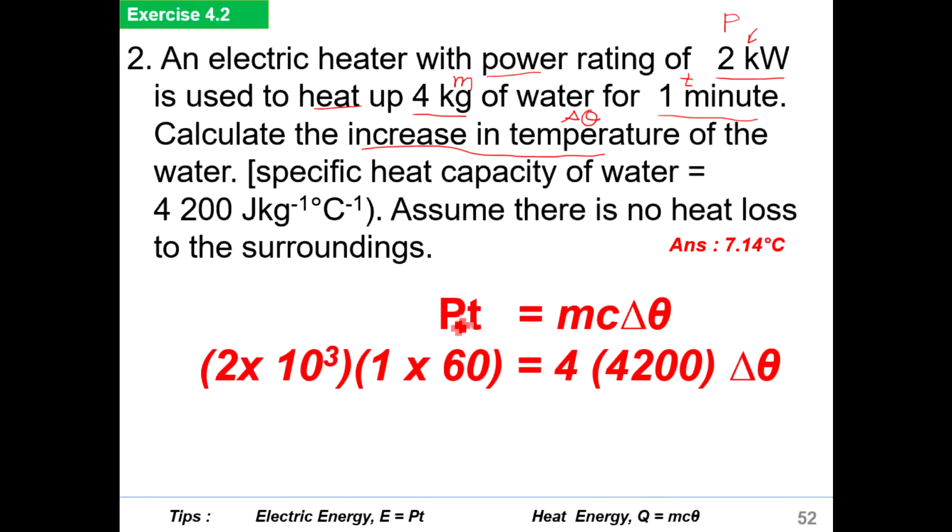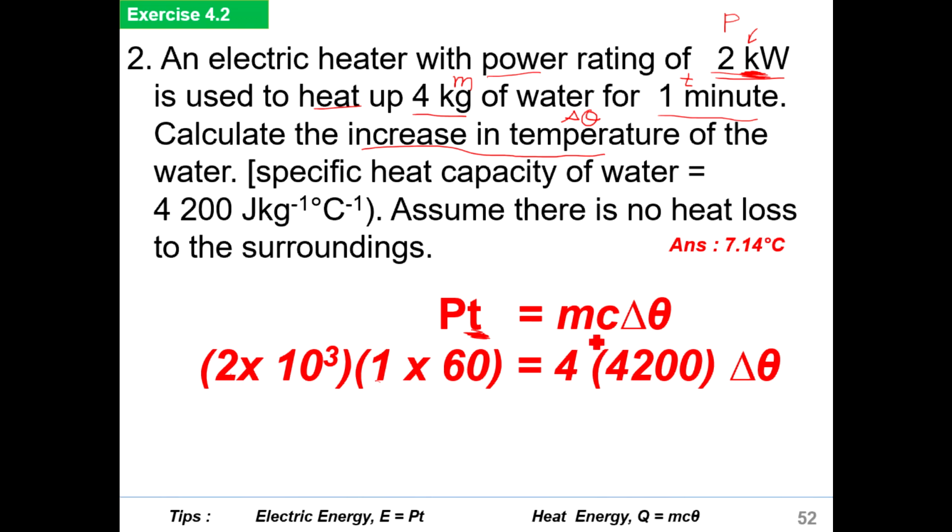P is the power. You see now here we have 2 kilowatt. Kilo must be changed, so it must be in watt. 2 times 10 to the power of 3. This is kilo. And then times time. The time here must be in second. We have 1 minute, so change to second, so times 60. It's better to show this step.